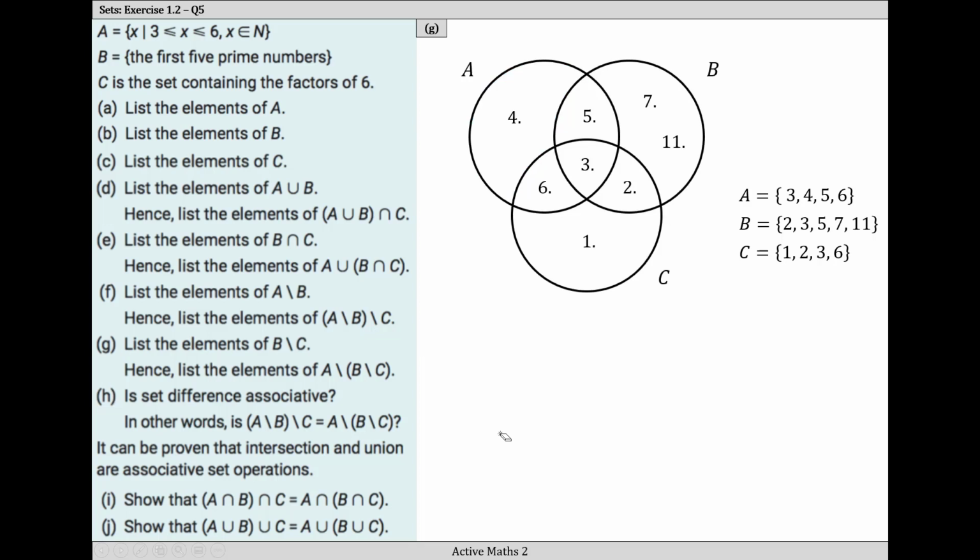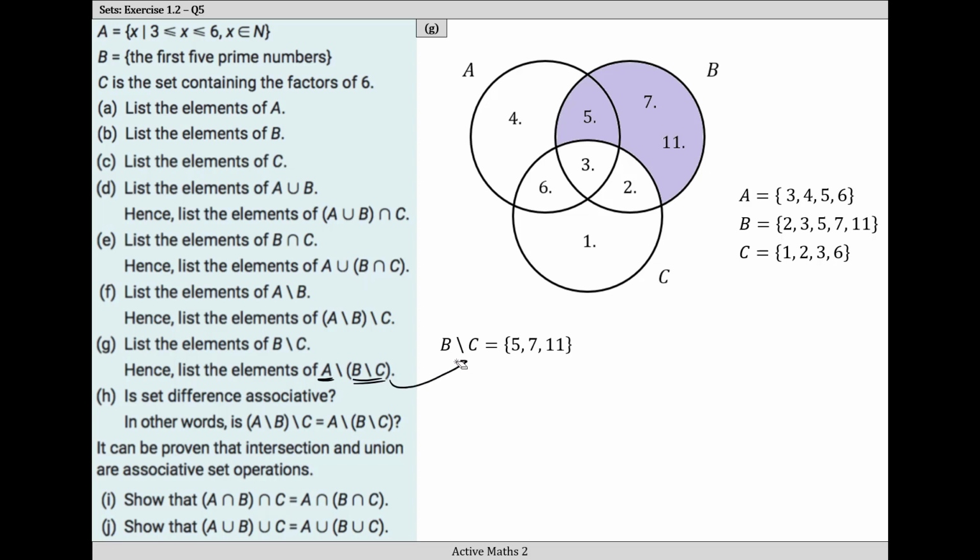The G part of the question then says, well, what's, first of all, B without C? So what's in the circle B if we don't count any of the things in C? Well, it's 5, 7, and 11. Then the subsequent part says, hence list the elements of A without B without C. So B without C we've mentioned is 5, 7, and 11.